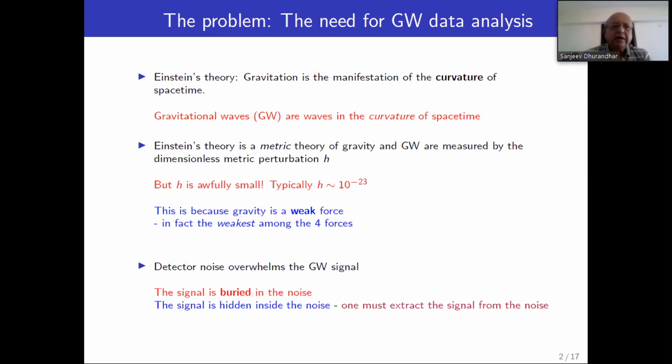Because h is so small, the detector noise overwhelms the gravitational wave signal. There's a lot of noise going about the detector. There is seismic noise, there is thermal noise, there is photon shot noise, which comes from the laser. All this noise is there, and the signal is deeply buried inside the noise. One must extract the signal from the noise. That is, in fact, the problem. I'll show you some pictures of how things look.